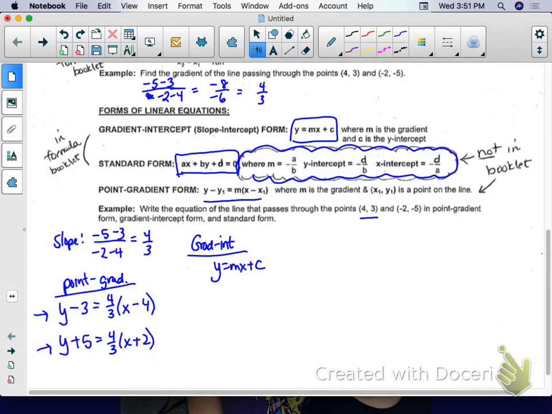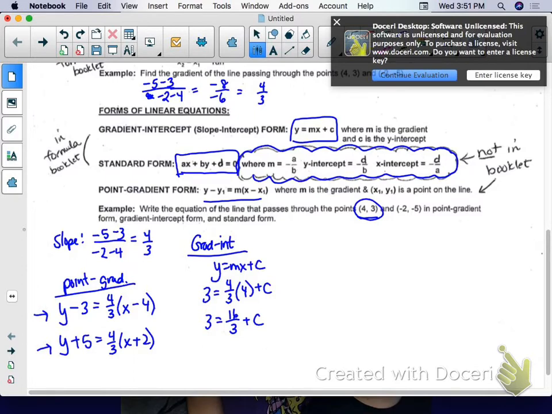In order to write something in that form, I need my slope and I need my y-intercept. Well, I already know my slope, but I also know a point. I know x and y, so I can take a point, and again, I'm going to use the positive point. I can plug it into this equation along with my slope, and I can solve for c. And once I know c, I can go back and plug in my slope and my intercept, and that'll be my equation. So 3 is equal to 16/3 plus c.